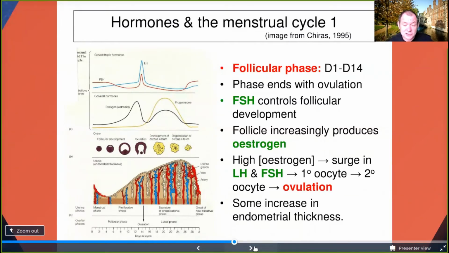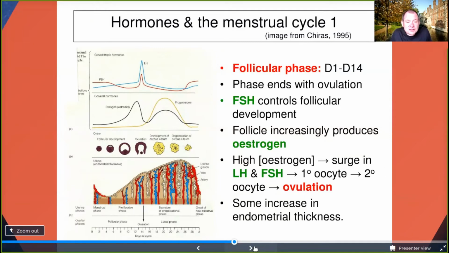So FSH is released, and as it's released, it stimulates the development of the follicle. The follicle grows and grows. So an individual follicle, sometimes more than one, will start to develop and grow on the ovary. As this follicle grows, the egg inside matures and the follicle itself begins releasing estrogen. The follicle grows under the control of FSH, and more estrogen is produced until eventually you get to a point where you have a very high level of estrogen being produced.